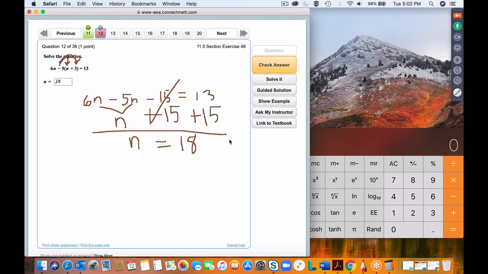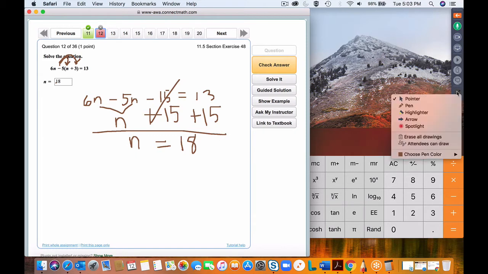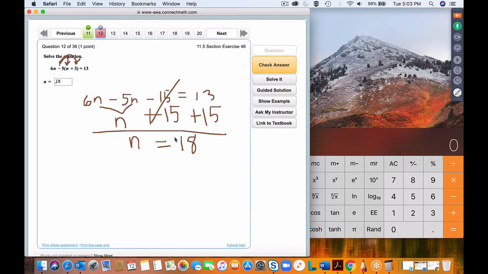Oops, we make a mistake. But let's go back. 6 minus 5, n is just n. We have 15 plus 15, they cancel. Oh, the 20 here, 1 plus 1 is 2. 20a. We need 20a. Let's do that.